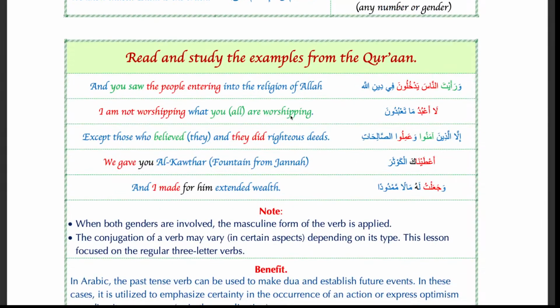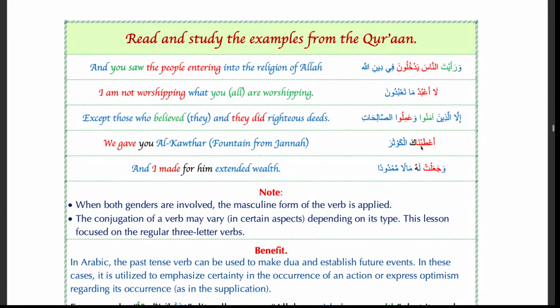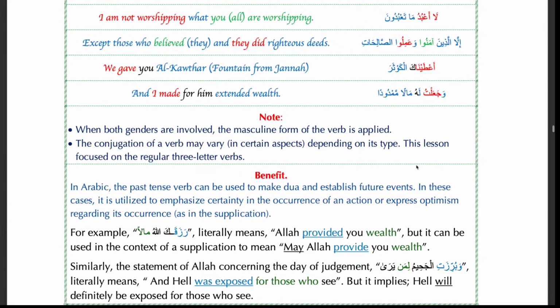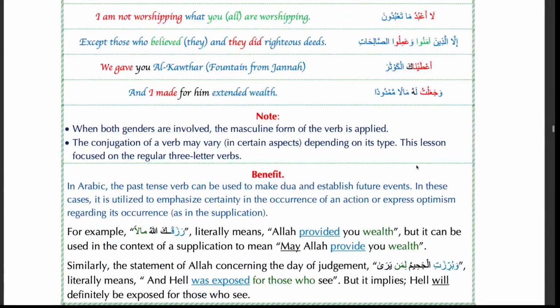Right? Read and study the examples from the Quran. Wa ra'ayta, right? And you saw. La a'budu, I do not worship. Ma ta'budun, you are worshipping. Amanu, they believed. Amilu, they did or worked righteous deeds. A'tayna, we give. Ja'altu, I made. Ja'altu lahu malan mamduda, I made for him abundant wealth. Let's just run through this quickly and we're going to review it, inshallah.